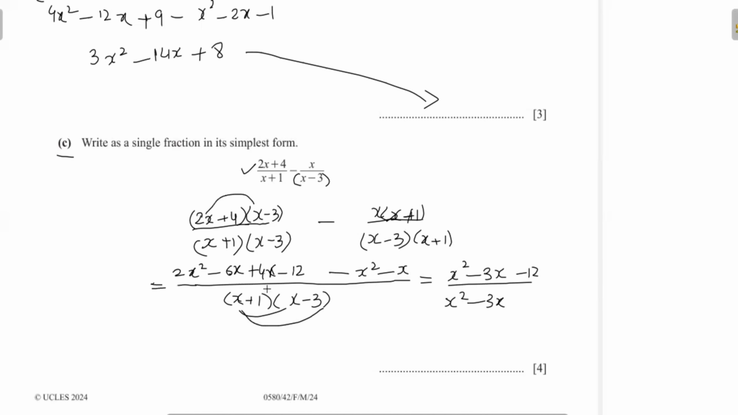Next we multiply 1 to x, we get plus x, and 1 to minus 3 we get minus 3, and this will be equal to (x squared minus 3x minus 12) over (x squared minus 2x minus 3). And this is the single fraction.